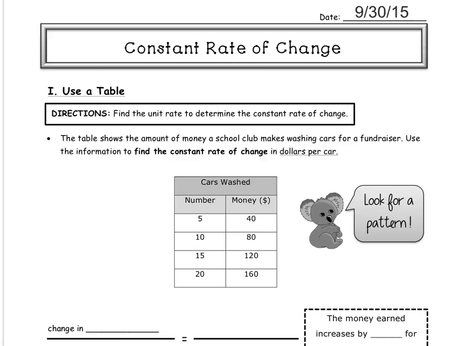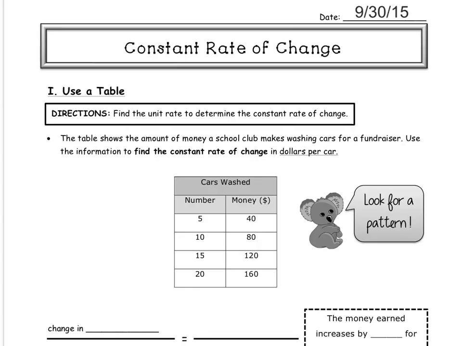So basically what we're going to do is find the rate of change for a table and a graph. So here we go. Directions: find a unit rate to determine the constant rate of change. The table shows the amount of money a school club makes washing cars for a fundraiser. Use the information to find the constant rate of change in dollars per car.